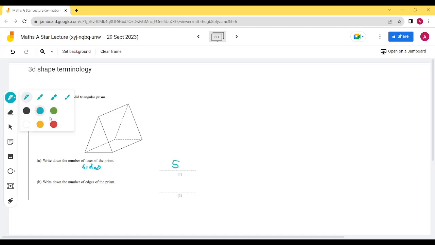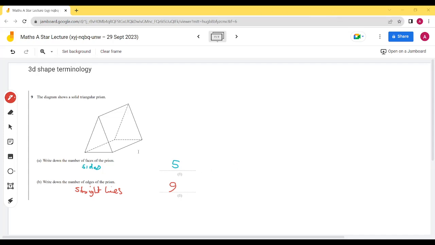And then edges, write down the number of edges. It just means the straight lines. So in effect, you've got the two triangles at the end. You've got the triangle here, you've got the triangle on the other side, so that's 6 straight lines, and you've got the 3 lines joining them, so it would just be 9 lines, and that's it. So 2 terms useful to know for 3D shapes: faces and edges. That's what it means, sides and lines.